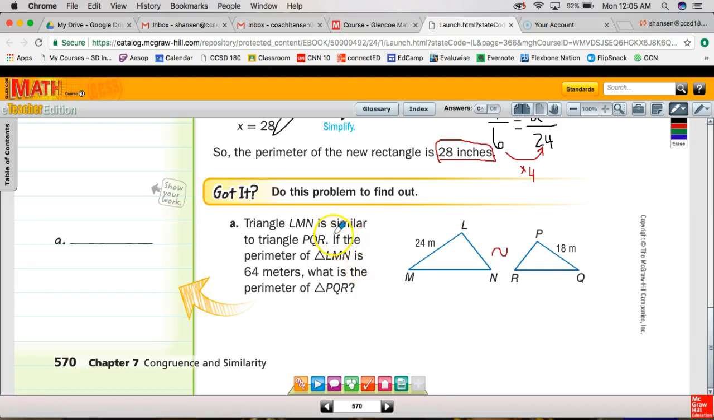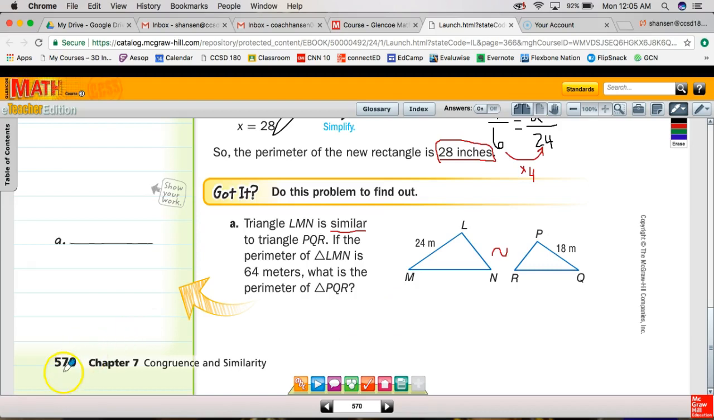Let's backtrack to what similar means. Similar means all the angles are congruent, corresponding angles are congruent. So if it's LMN and PQR, that means angle L goes with angle P, angle M goes with angle Q, and angle N goes with angle R. It also means that the side lengths are proportional. If the perimeter of triangle LMN is 64 meters, what is the perimeter of triangle PQR?